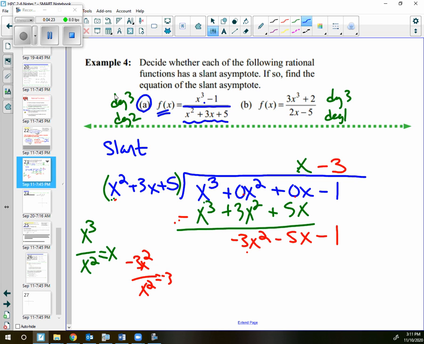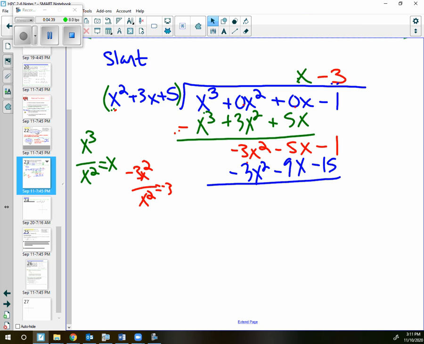And then again, we're going to multiply. So negative 3 times that entire trinomial there. So negative 3x squared. And then negative 3 times 3 would be minus 9x, and then negative 3 times 5 would be a minus 15. All right, and then we're going to go ahead and subtract. Now, when we do this, again, this first one should be 0. So negative 3 minus a negative, yep, that's 0. Negative 5 minus a negative 9 plus positives, that would be 4x, and then negative 1 minus a negative 15, so plus 15 would be a 14.